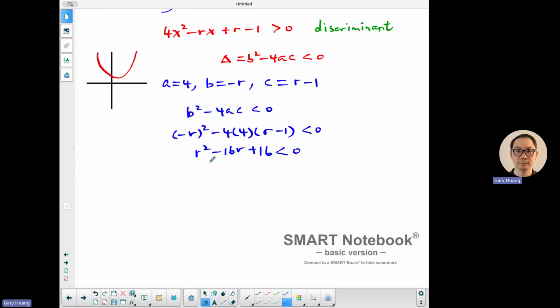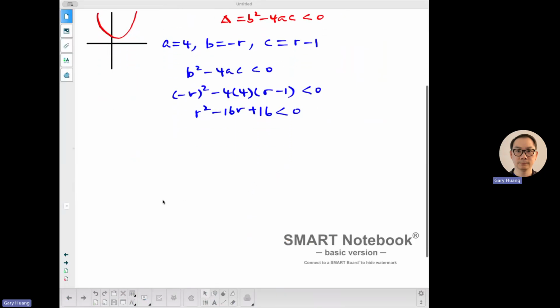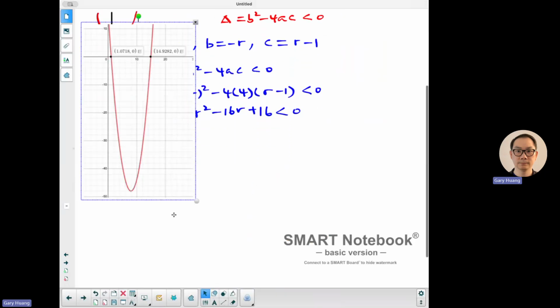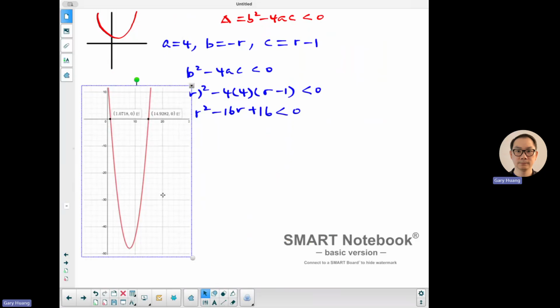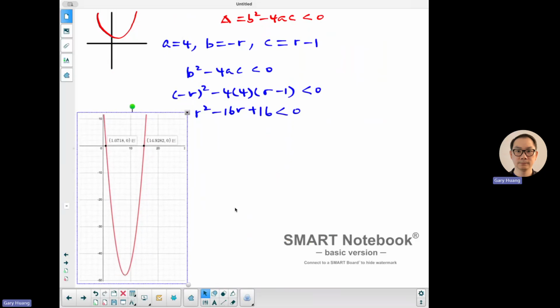Now, this is not factorable, so you can use a quadratic formula, but I'm not going to do that, not on a paper 2. I'm going to use my graphing calculator and find the two x-intercepts, right? So punch in the graphing calculator. I'm going to use decimals here. And I got those two x-intercepts, right? I want it to be less than 0, so that's between those 2 points.